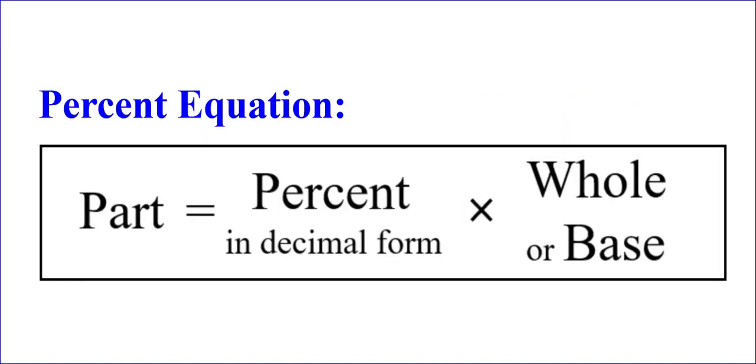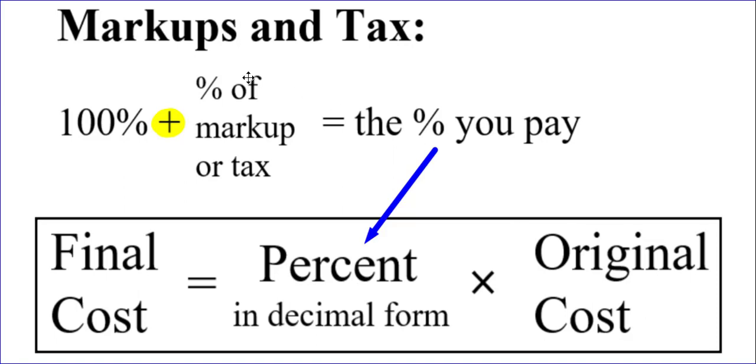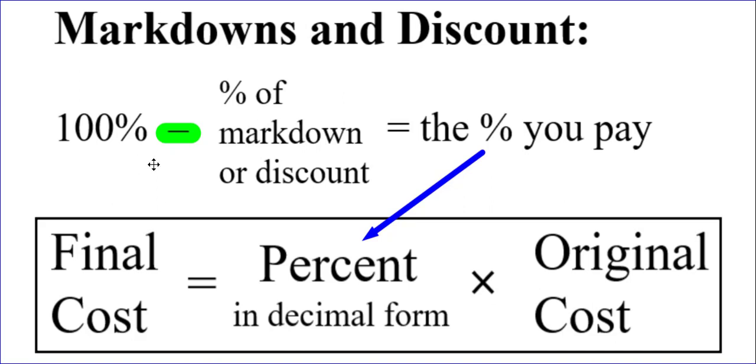Now, we're going to use the idea of the percent equation, and we're going to modify it a little bit. Instead of part and whole or base, we can use the words final cost and original cost. Here's what I mean. For markups and tax, you add 100% and the percent of markup or tax to get the percent you pay. You put that in decimal form, and you take that times the original cost, and it will equal the final cost. If it's a markdown or discount, it's 100% minus the percent of markdown or discount. That gives you the percent you pay. Put that in decimal form times the original cost. It will equal the final cost.